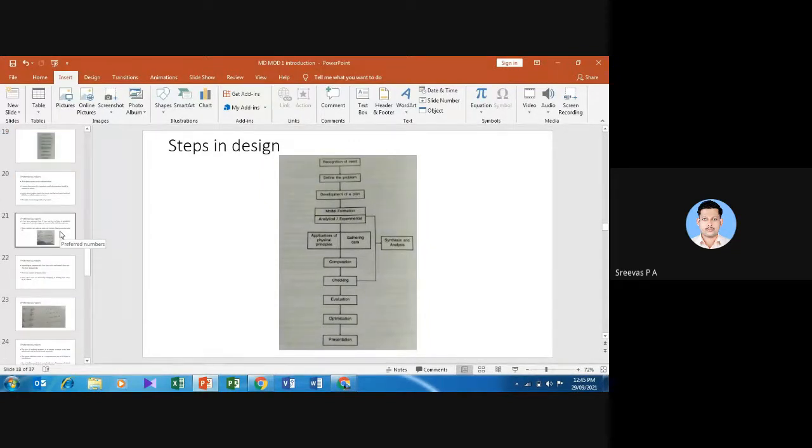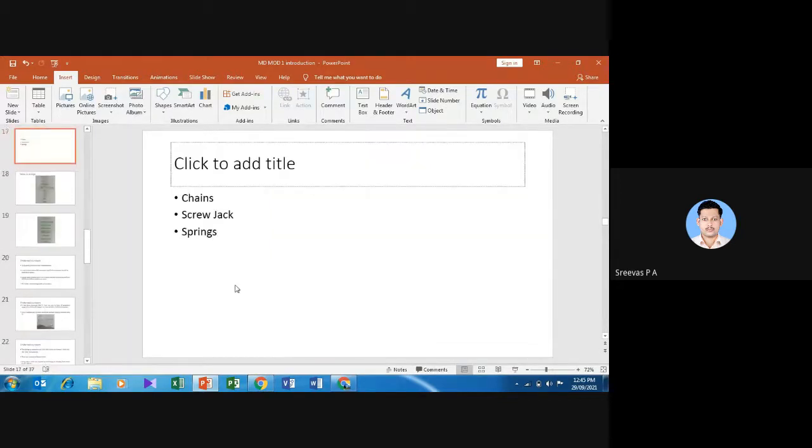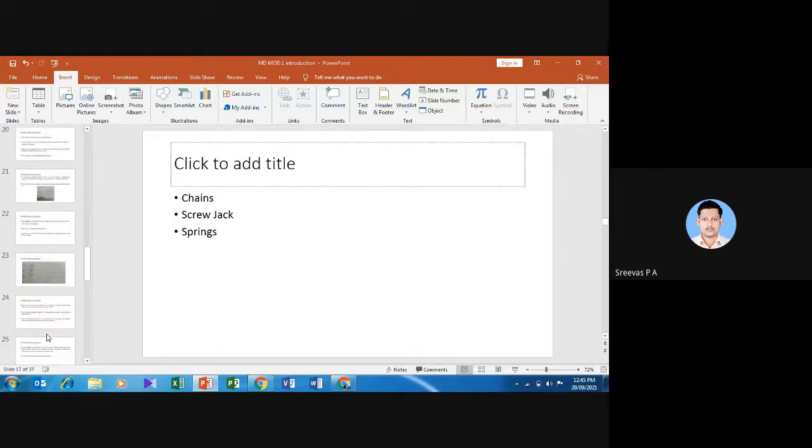What is recognition of need? What is definition of problem? In definition of problem, what all things will come? What are the inputs? What are the constraints? Okay. 3 steps are there in definition of problem: inputs, constraints, and outputs. And development of plan. In the plan, schedule, time, number of workers available, all those things should be included.